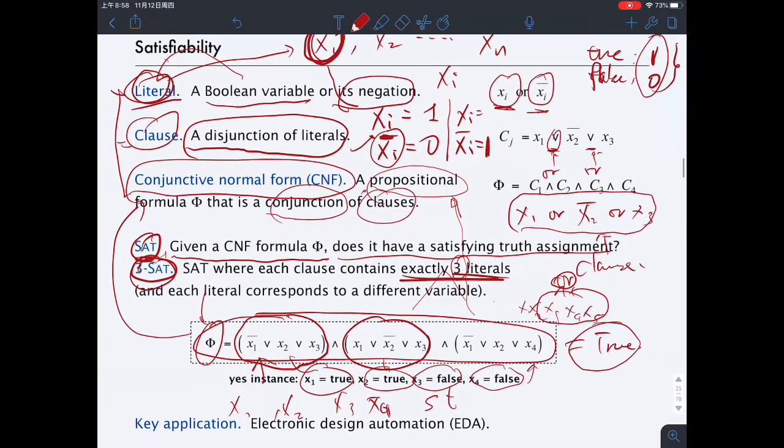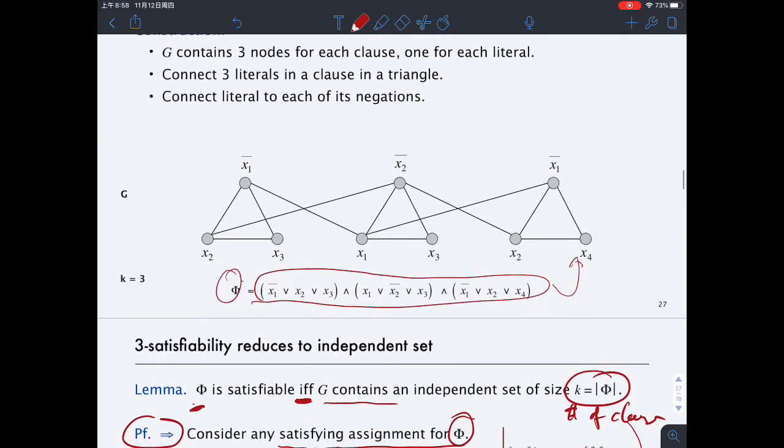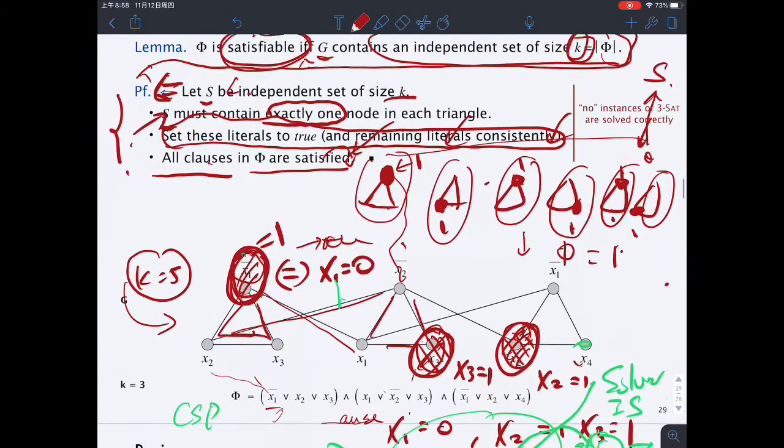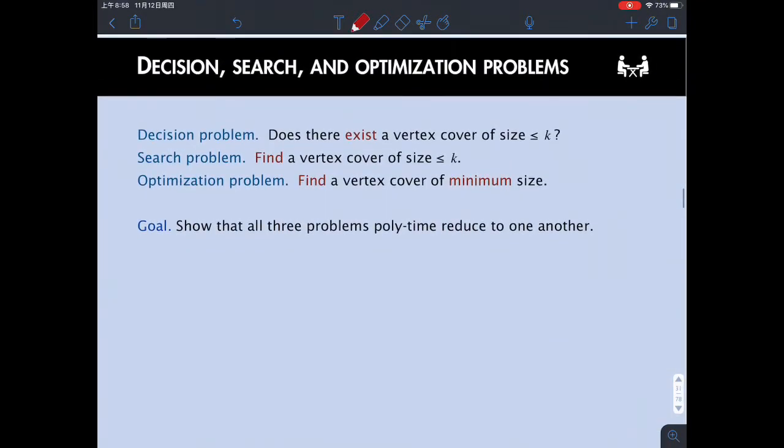So this part was what we did last time, the constraint satisfaction problem versus the independent set, right? It was a bit intense, and today we are going to first start with a very high level conceptual idea relating to decision problems, search problems, and optimization problems, right?